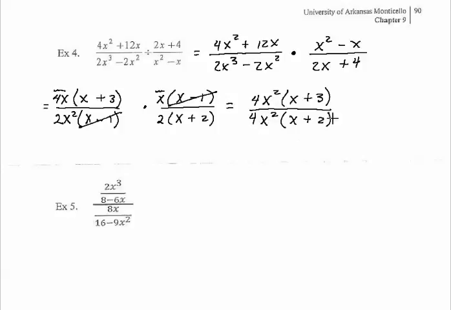So once we recollect all of our terms, we see that this 4x squared cancels on both the top and the bottom. So our final answer, the rational expression in simplest form, is x plus 3 divided by x plus 2.